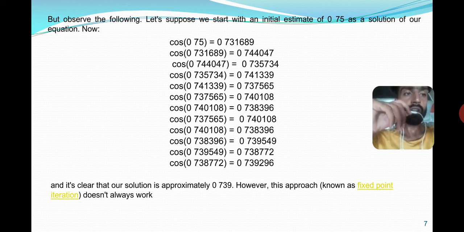However, the approach known as fixed point iteration doesn't always work.